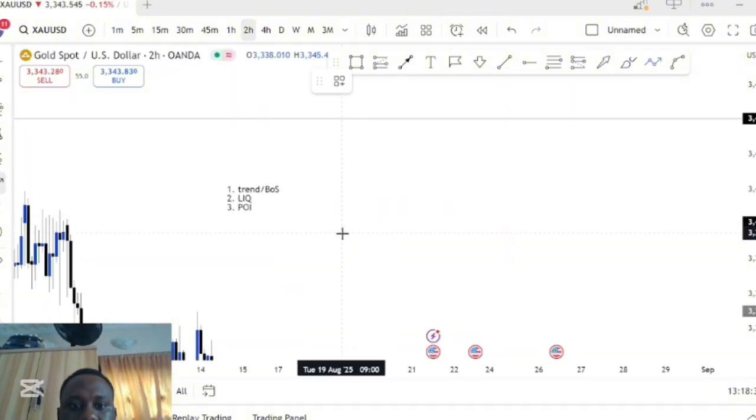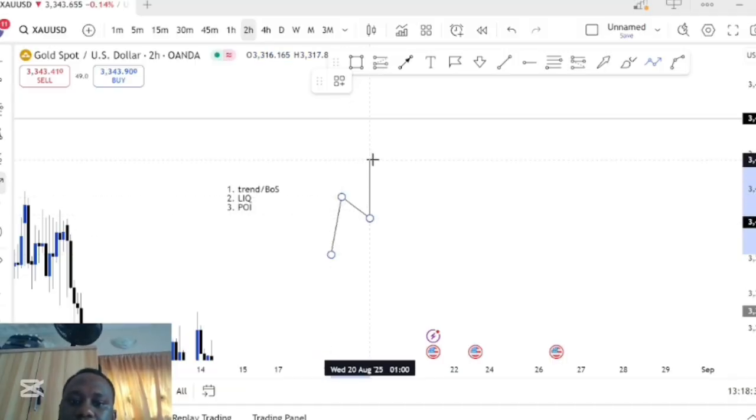So just a breakdown. Let's say we have price giving us higher high, higher low, higher high, right? Now I want to make sure that, let's say I want to take this trade now, price broke this high, which signifies a continuation of the trend, right?